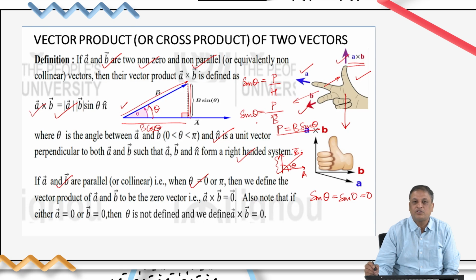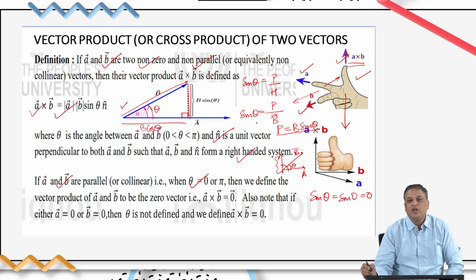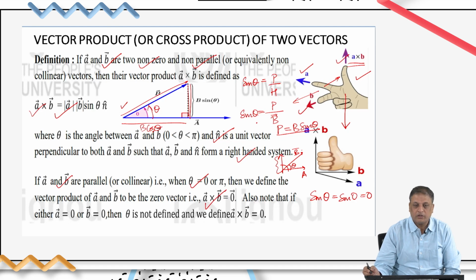But if we want to check whether the vectors are parallel or collinear, then we need to check the cross product, because if the vectors are parallel or collinear, then theta is equal to 0 and sin 0 is equal to 0. That means this is the proper test to check whether the vectors are parallel or perpendicular.